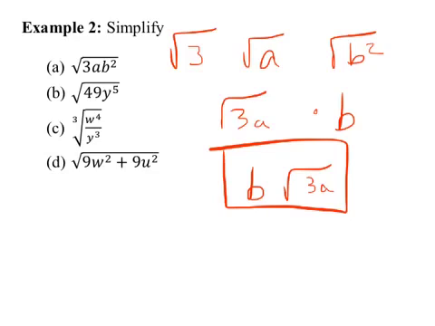The square root of 49y to the 5th. Suggestions, Johnny? Is it 7y to the 2.5? You're on the right track, and that's what I like to hear. You said 7y to the 2.5 because you took the 5 and divided by the 2, which is the index, like we did. Very good. But we don't want decimal values as exponents.